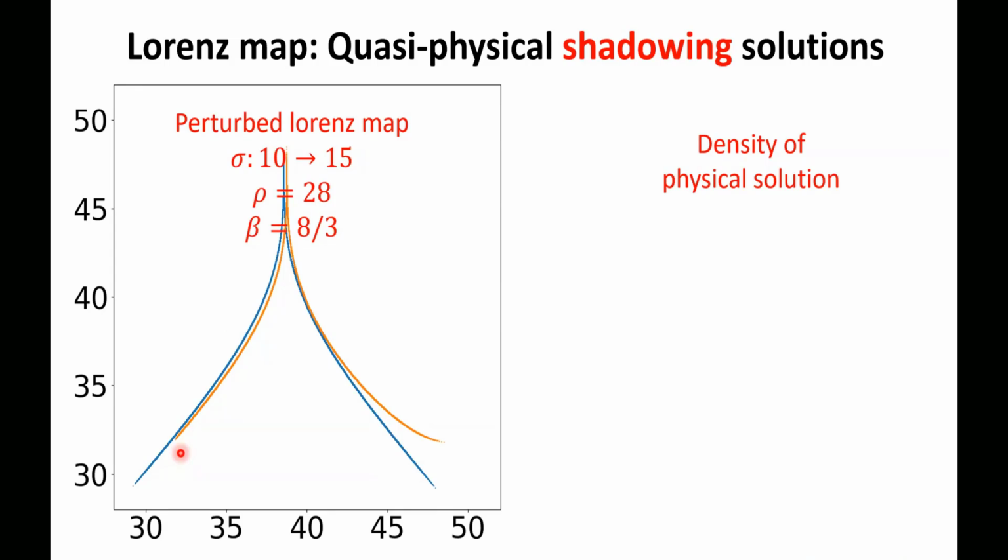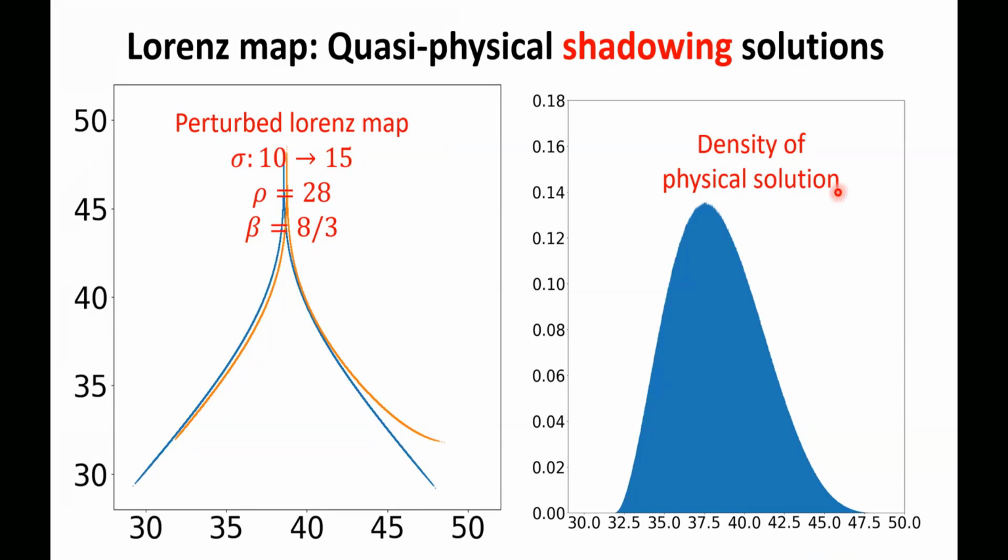So this is the perturbation in the Lorenz map. If you change sigma from 10 to 15, away from the standard set of parameters, the density of the physical solution is like that. You get a smooth, nice distribution. However, for the density of the shadowing solution, you can see the same kind of fractal patterns growing hairs on top of the distribution if you compute the shadowing solution and look at its density.